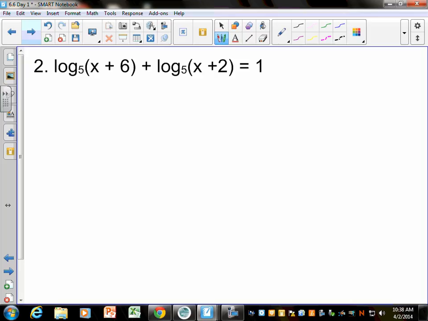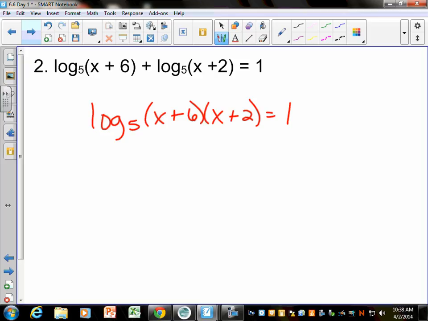Any ideas on this one? You can't make the logarithms go away if you have two logs added together. So this is where our properties come into play. When we see addition of logs, what do we know we can do? Multiply them. So the first step on this one would be to say that this is log base 5 of x plus 6 times x plus 2. And you will FOIL that out in a minute.